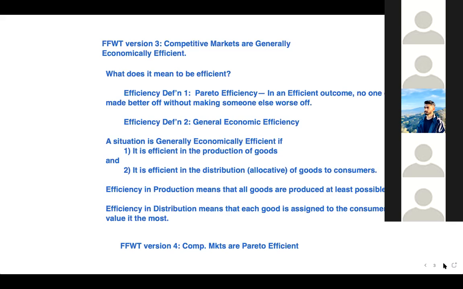What would be an example of an inefficient distribution system for PlayStation 5s? Can you think of one? Give me an example.